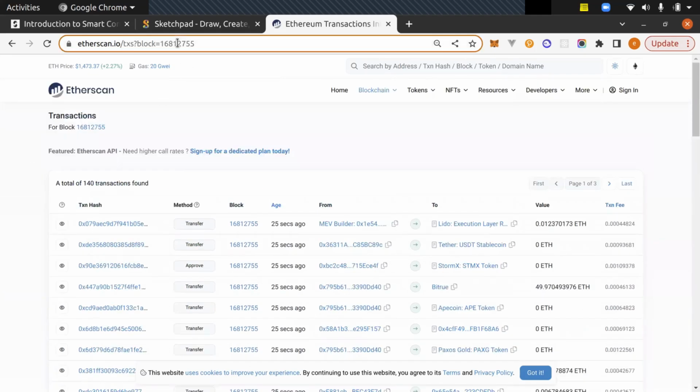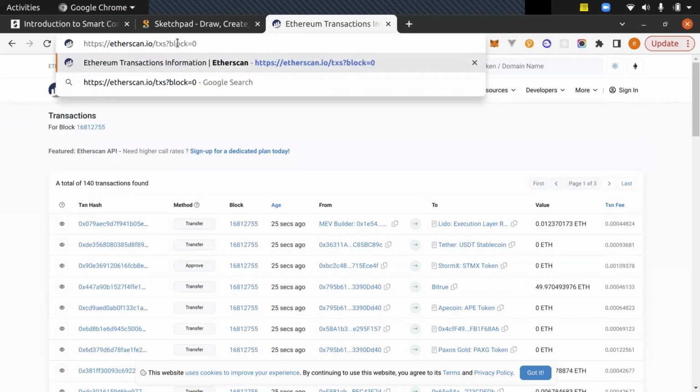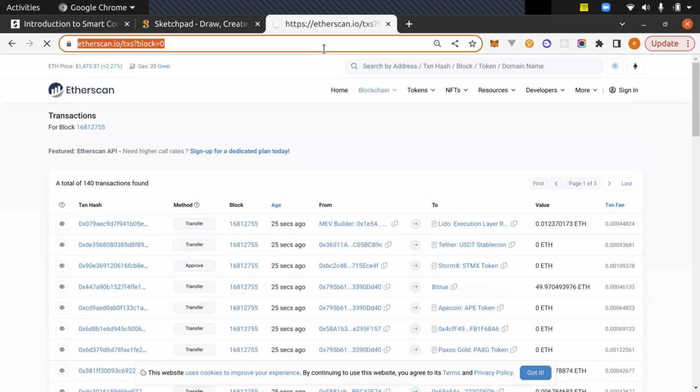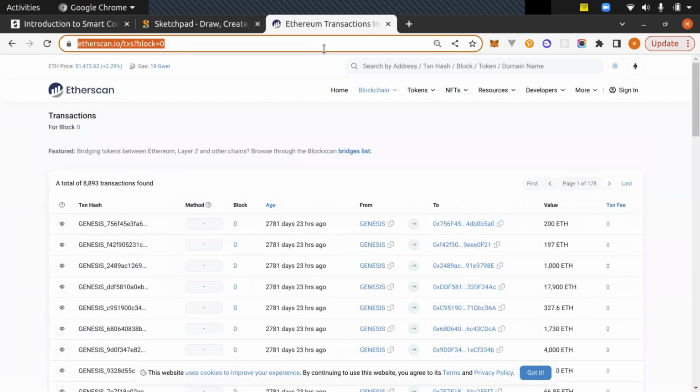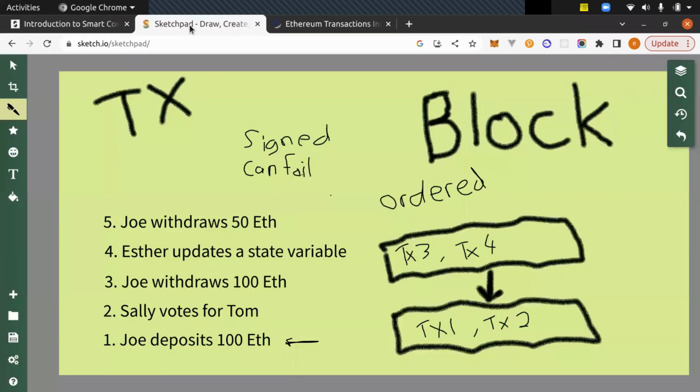We can even go all the way back to the beginning and inspect. Okay, let's see if we can get this to load here. There we go. This is block number 0. This is the first block. Look at that, the Genesis block of the Ethereum blockchain. So we can explore all the way back to the beginning. And that is it. I hope this was helpful.